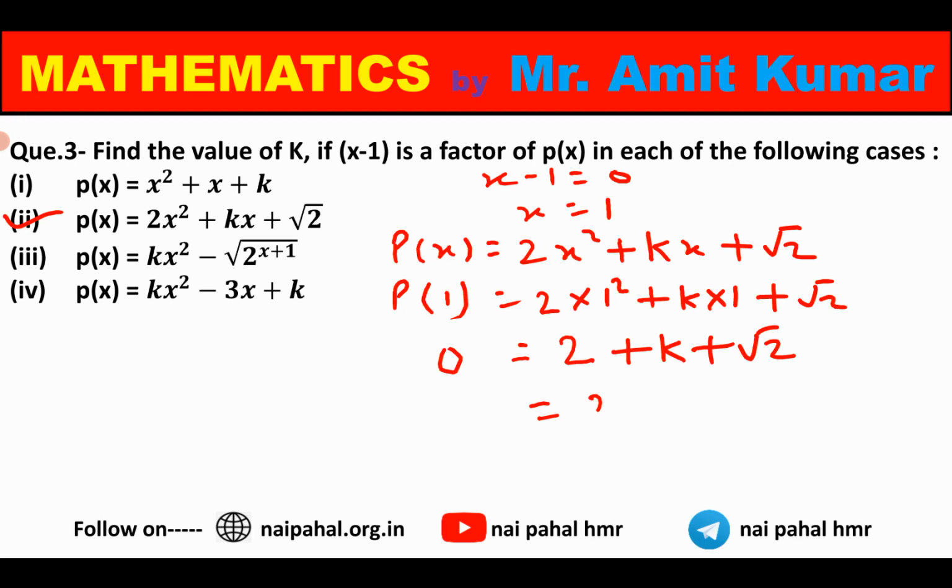So, you have already done with it. Now, let us continue with the next question. Find the value of k if x minus 1 is a factor of P(x) in each of the following cases.